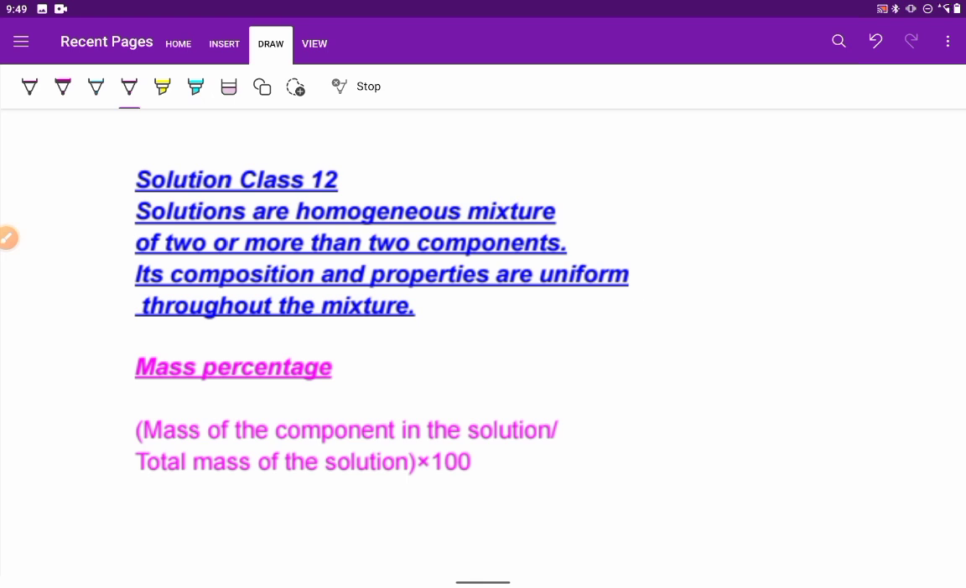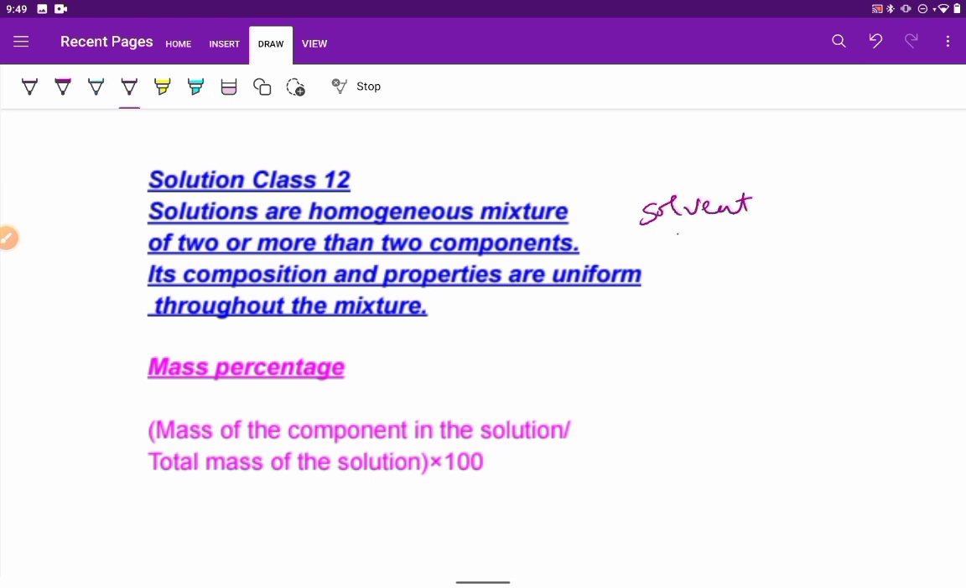The solutions are homogeneous mixture of two or more than two components. Now what is homogeneous? Homogeneous means that the composition and properties should be uniform throughout the mixture. And in a mixture, the component which is present in large quantity is known as the solvent. So within a solution, the component which is present in the largest quantity is the solvent. And this solvent only will determine the physical state in which the solution will exist.